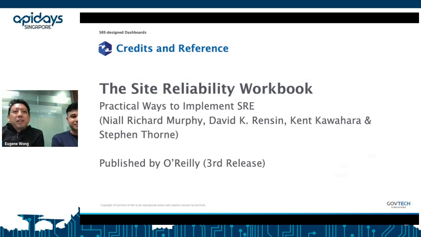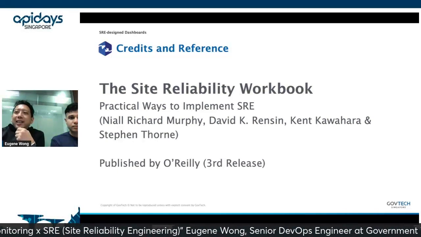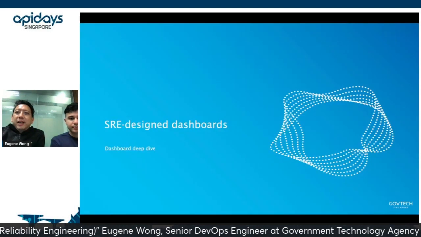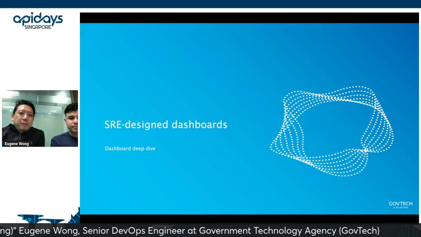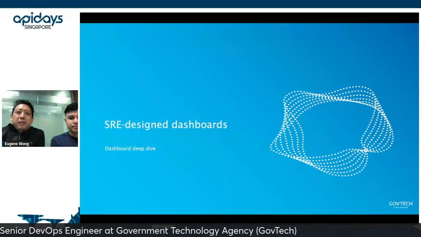Before I carry on, we would like to give special credits to our reference material, which we are heavily inspired by, which is the Site Reliability Workbook, Practical Ways to Implement SRE, which is published by O'Reilly, specifically the third release. And though we speak about monitoring carried out in Apex, which is an API gateway, all these principles will apply to any API backend as well. With that, we will deep dive into the SRE principles which guide our monitoring.